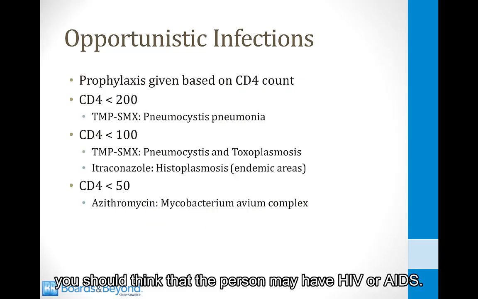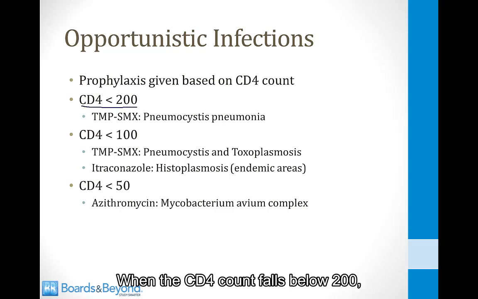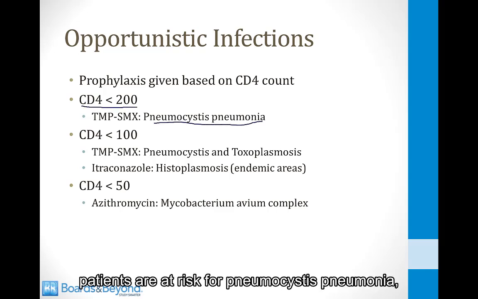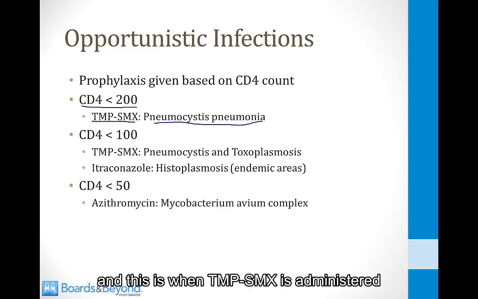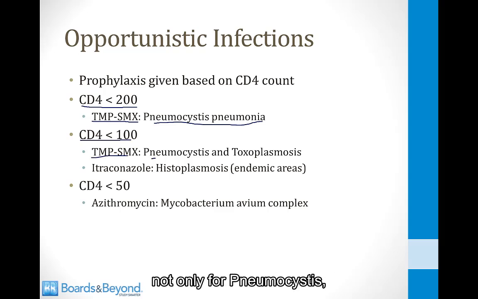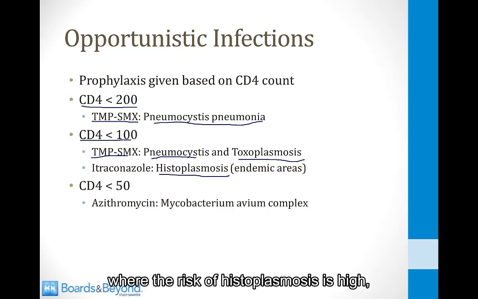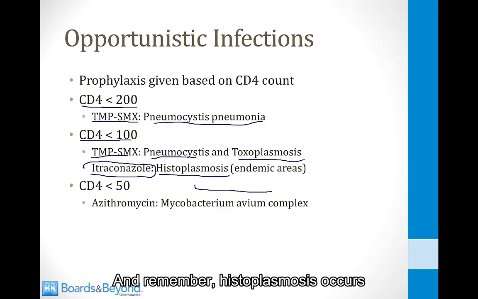We give antibiotic prophylaxis for certain opportunistic infections based on the CD4 count. When the CD4 count falls below 200, patients are at risk for pneumocystis pneumonia, and this is when TMP-SMX is administered because it lowers the risk of pneumocystis. Below 100, we continue the TMP-SMX not only for pneumocystis but also for toxoplasmosis. In addition, in patients who live in endemic areas where the risk of histoplasmosis is high, itraconazole will also be administered. And remember, histoplasmosis occurs in the Mississippi and Ohio River valleys.